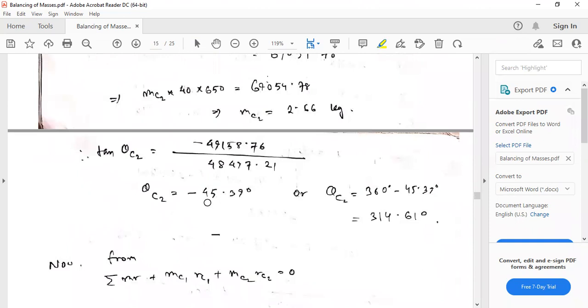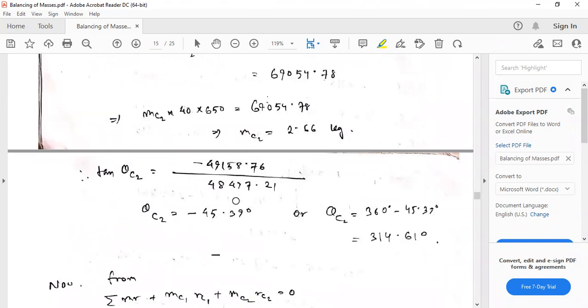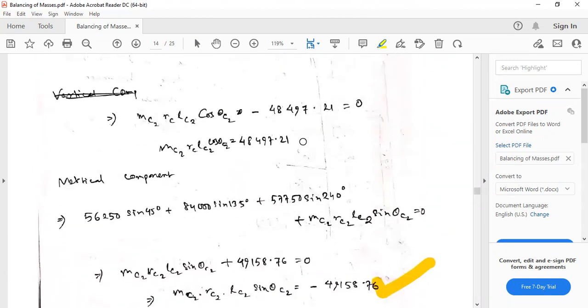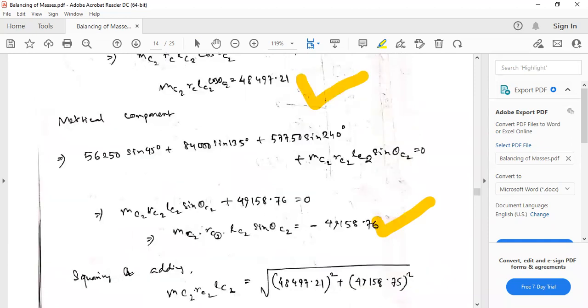So let's find out theta C2. This is the formula. How to find it? You may be confused about how we found it out. What you can do is take this one divided by this one. If you divide MC2 RC2 LC2 sine theta C2 by MC2 RC2 LC2 cos theta C2, these three terms will get cancelled out, because they are the same.